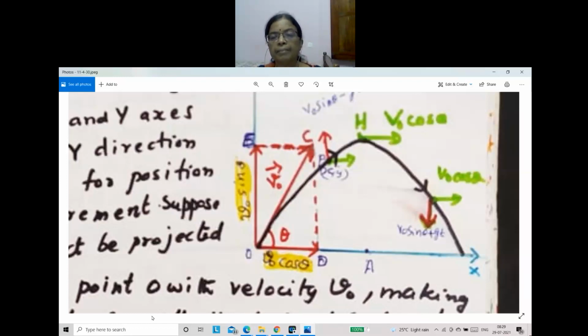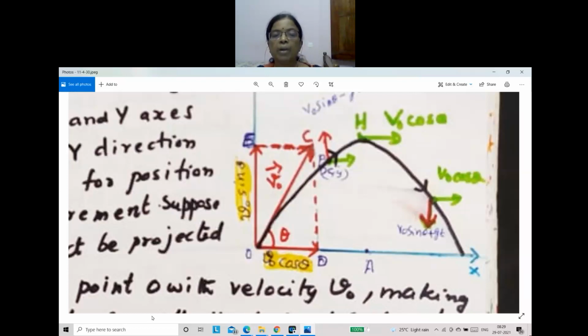Hemal Krishna. At what point is the body projected? 0. 0. Okay. With what velocity is it projected? V0. V0, initial velocity. Very good.